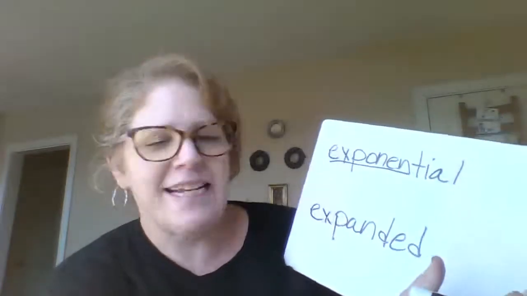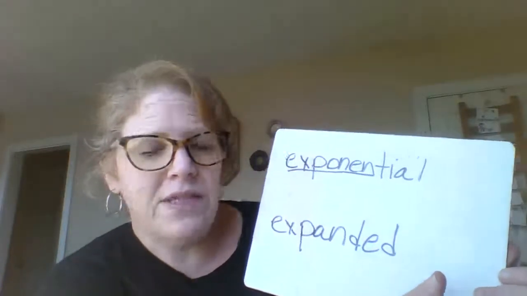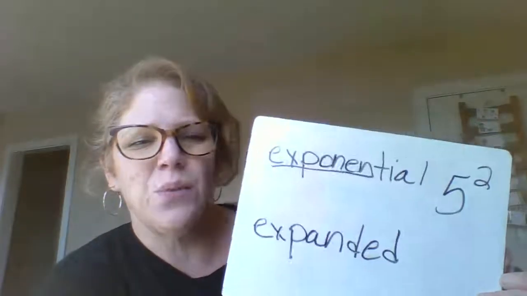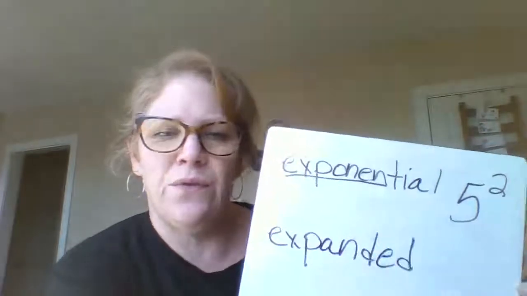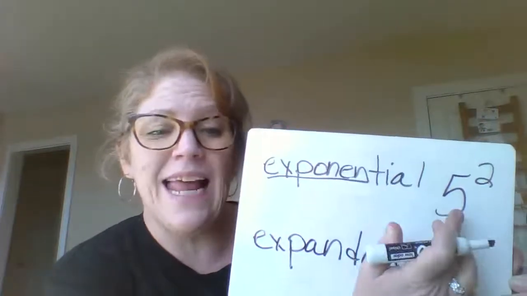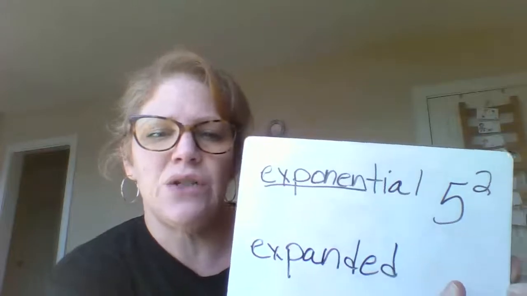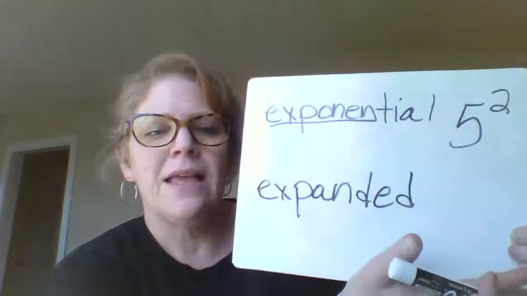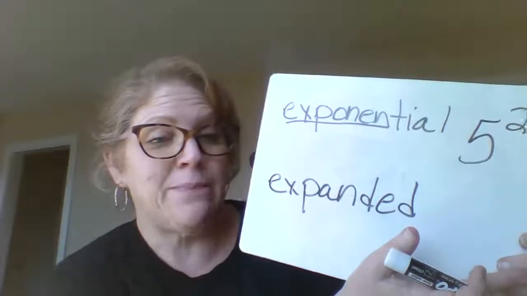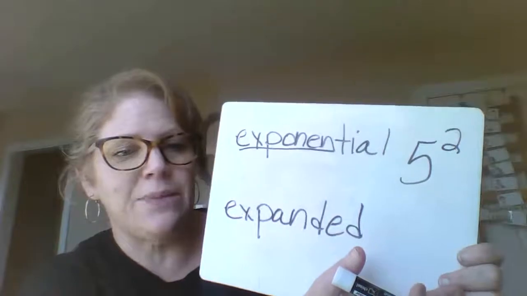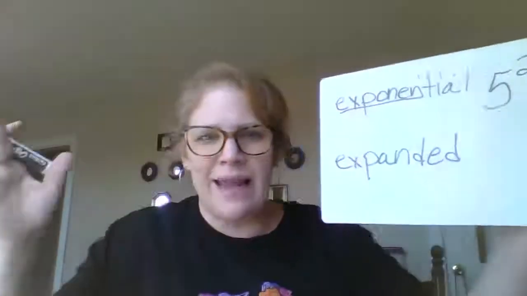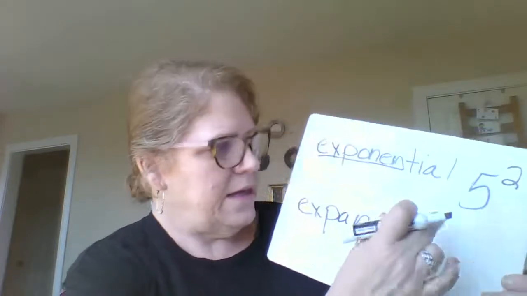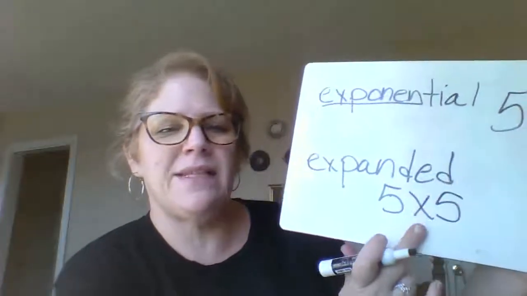Okay, so when I say 5 to the power of 2, I write it like this. That is writing it in exponential form. Okay, I'm using an exponent to describe 5 times 5. Okay, so if it's an expanded form, I'm not using an exponent. I'm writing it out. I'm expanding it out. Okay, that is the same as that.